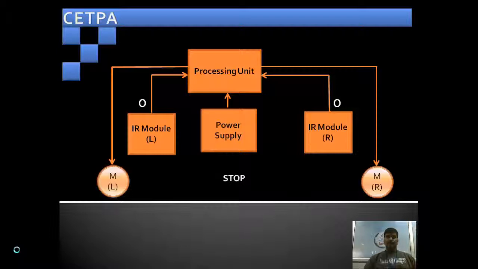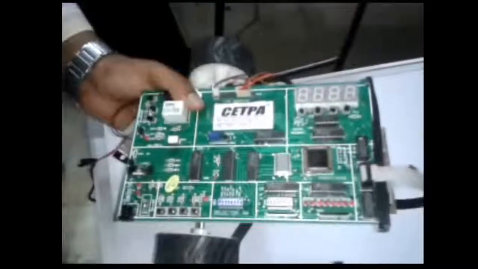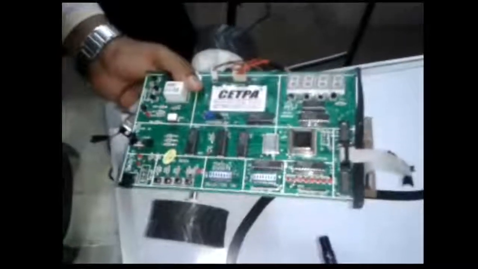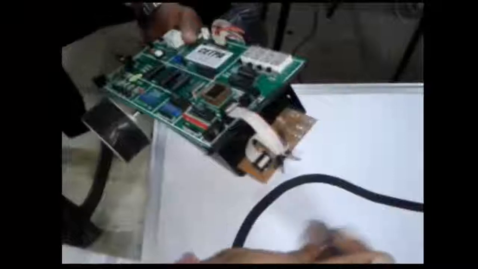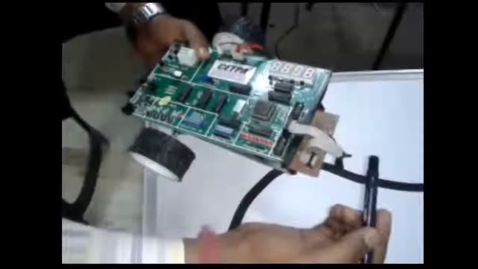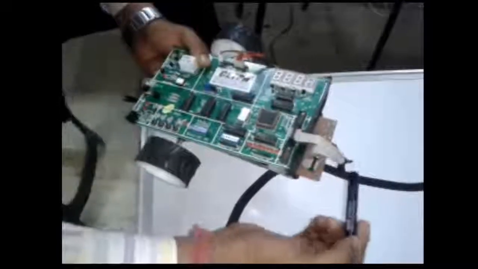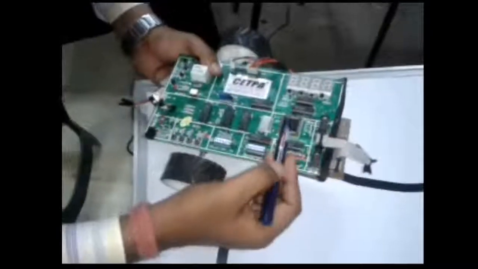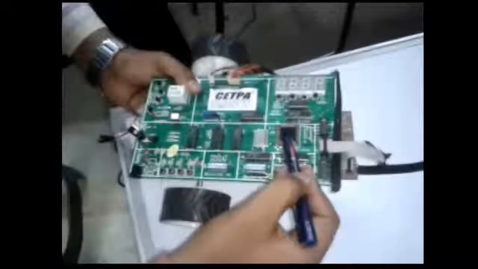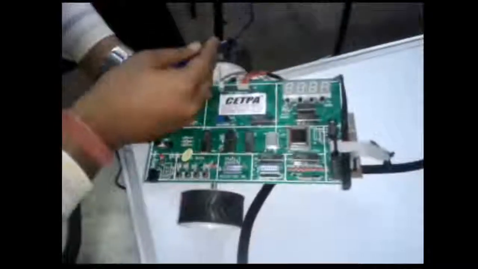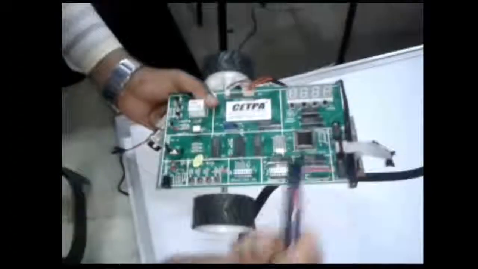Now for stopping, both IR sensors are on the line. This is the CPLD based line follower robot, which is made by us using IR sensors to sense the line, which give logic to control our motors with the use of the CPLD. The CPLD is basically used for controlling our motors to follow the line.